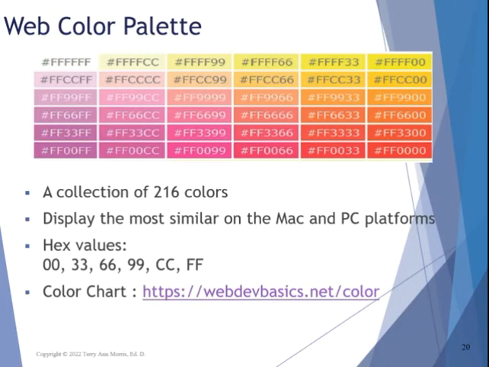Web color palettes, as seen on the slides, are a collection of 216 colors. This palette displays the most similar colors on the Mac and PC platforms. Examples of hex values are 00, 33, 66, 99, CC, and FF. Please refer to the color chart at the following link.